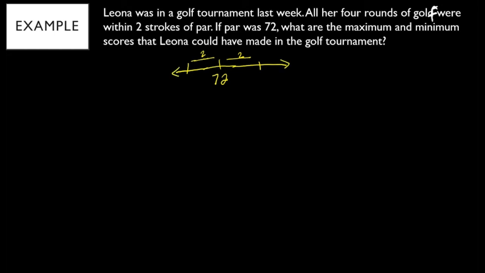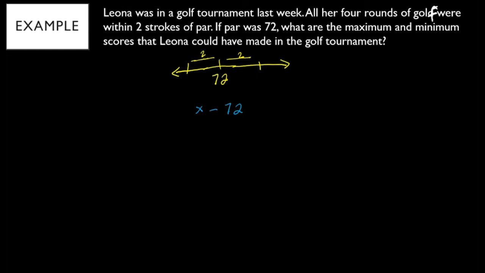And we do have to think about the fact that there are 4 rounds of golf. But all of her 4 rounds were within 2 strokes of par. So there's going to be 2 on either side. Absolute value equations and inequalities are all about measuring the distance between 2 things. So when we write this as an equation, we're looking for her actual score and then subtracting the middle point, which would be par, which is 72. And that is giving us the distance.